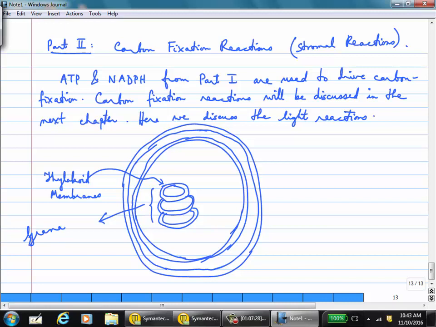G-R-A-N-A, grana lamella. Now you have units like this inside the chloroplast, stacked membranes. These are connected together by some unstacked membranes, just one layer. Coming out, let's say, from the bottom here, that part is called the stroma lamella. So you will have many of these grana lamella connected by stroma lamella. Let's put in that terminology here.